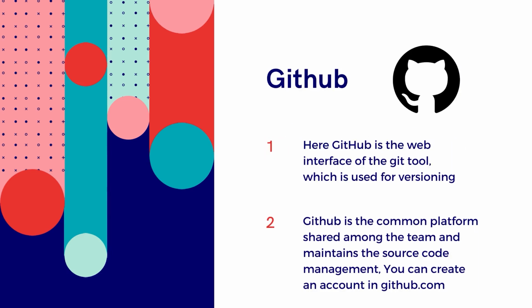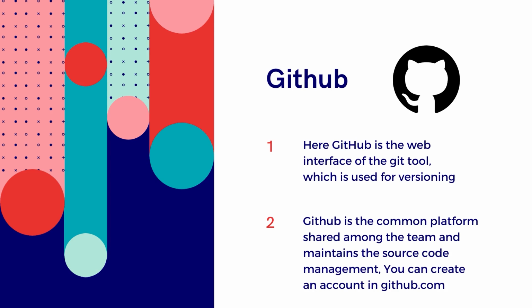Now, we will see what GitHub is and understand how to create an account in GitHub. GitHub is the web interface of the Git tool, which is used for versioning. GitHub is the common platform shared among the team and maintains the source code management. You can create an account at github.com. Account creation is similar to the mail creation process. You need to sign up with a username and Gmail for a GitHub account.